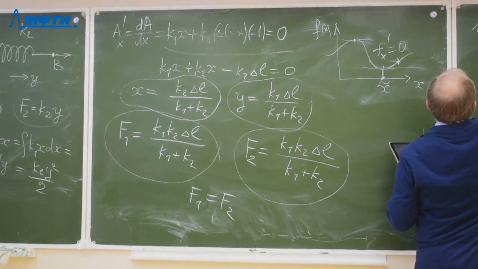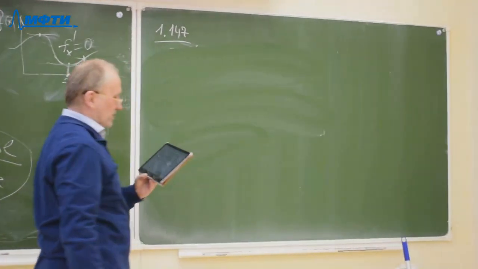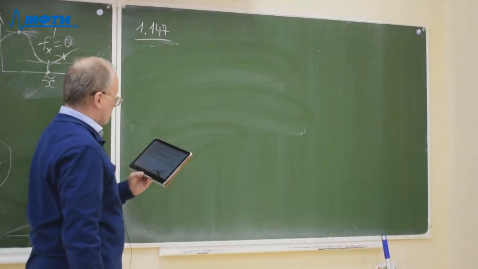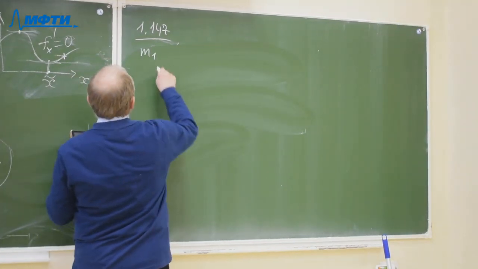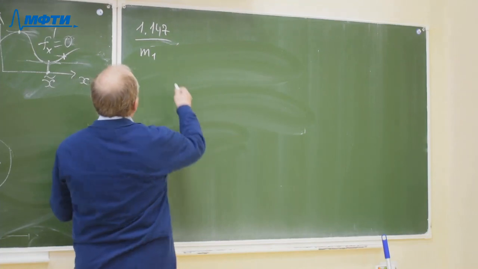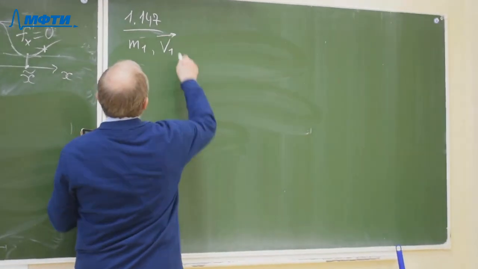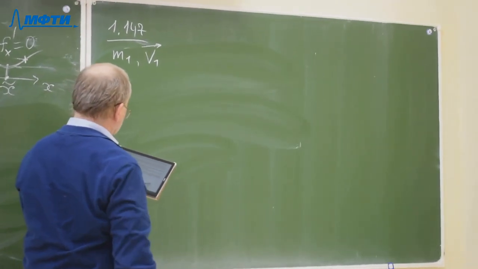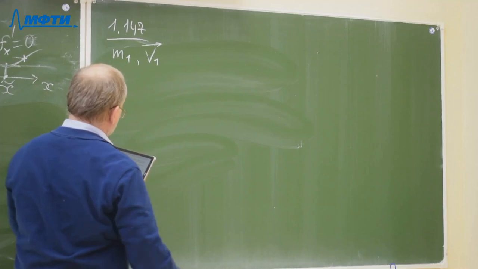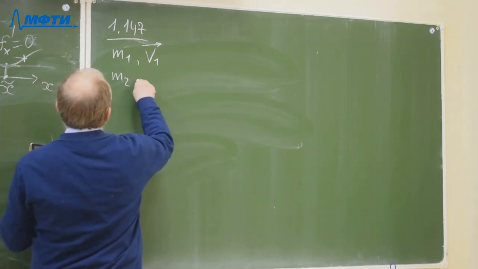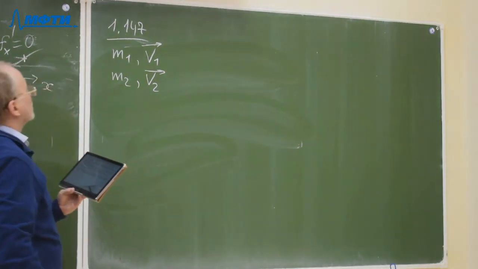Problem 147. In the reference frame K, two particles travel along the x-axis. One particle of mass m1 moves at velocity v1, which is a vector, along the x-axis. And another particle of mass m2 moves at velocity v2.